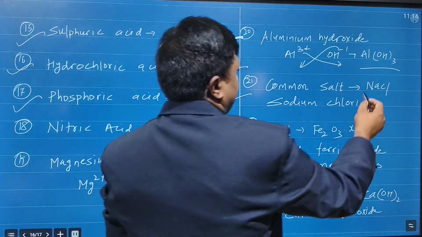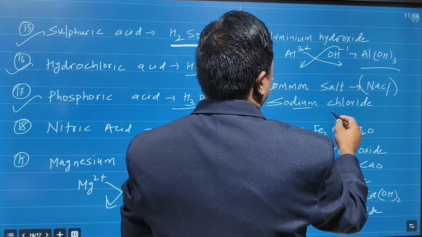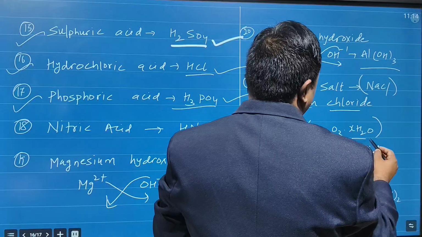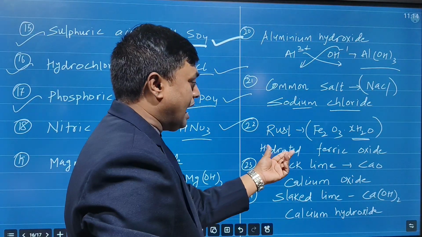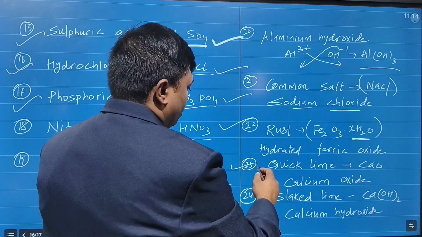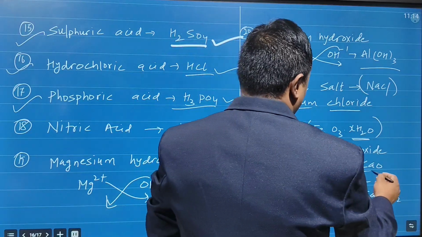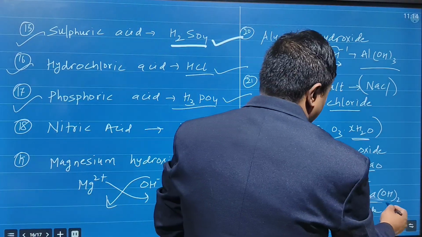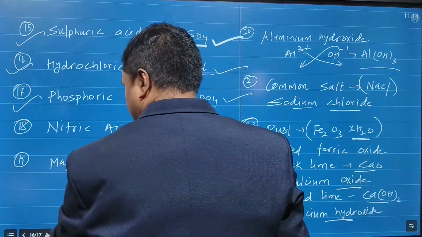Common salt is what? NaCl, sodium chloride. What is the formula for rust? Fe2O3.xH2O, called hydrated ferric oxide. Quicklime: CaO, calcium oxide, is called quicklime. Slaked lime, calcium hydroxide, Ca(OH)2.